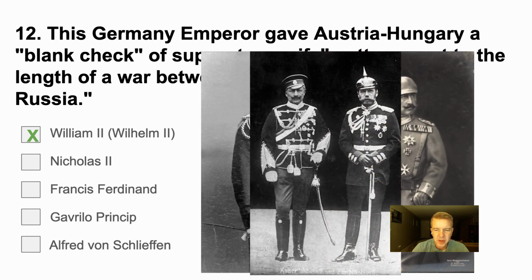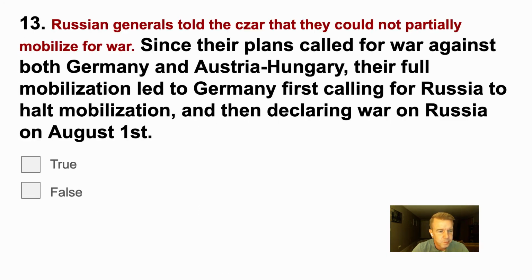Here, by the way, he is with another one of his cousins. Not only is he a cousin to the King of England, he is actually a cousin to the Tsar of Russia, Nicholas II. So that's the Kaiser on the left and the Tsar on the right.